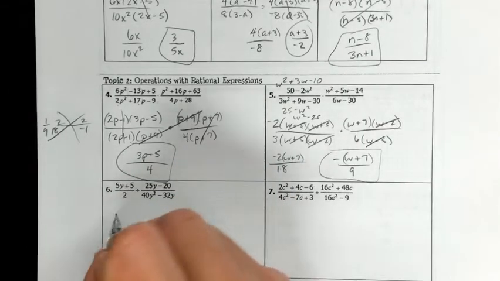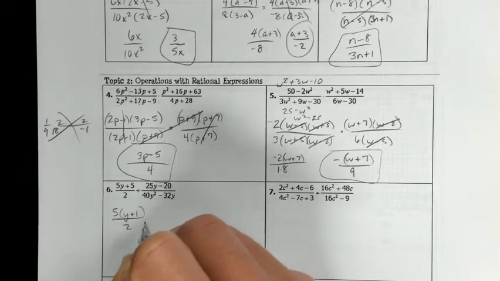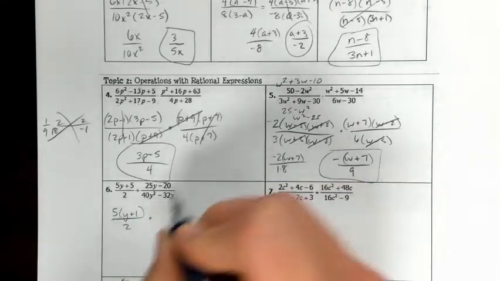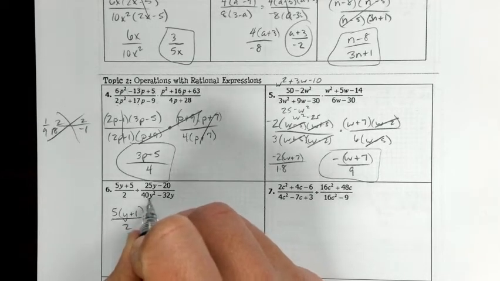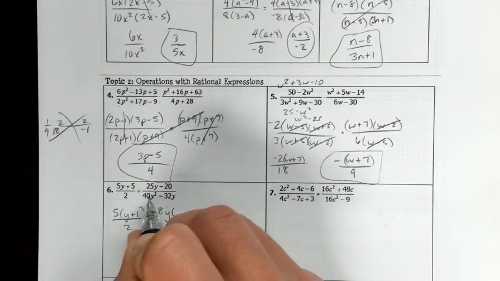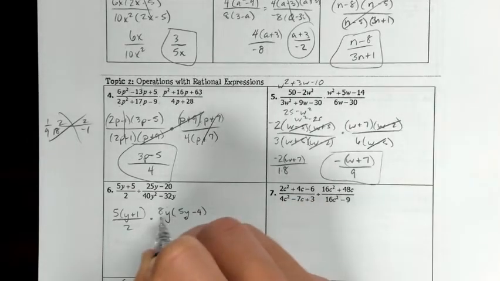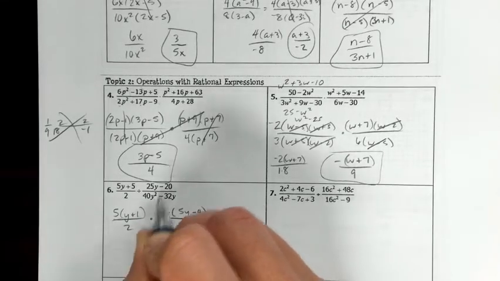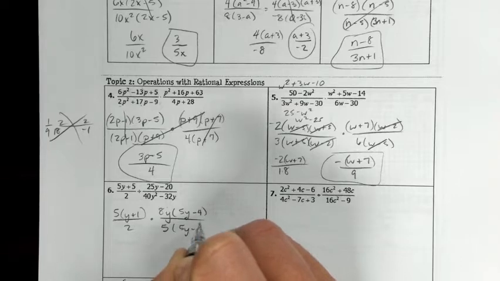Alright, here we go. Factor out GCF. So 5y plus 1, 2, and we're going to flip this. So this is going to become, factor out GCF, the GCF of 8y. Yeah, 8y. So it's going to become 5y minus 4. This is going to go to the denominator. So factor out a GCF of 5. That's going to become 5y minus 4.